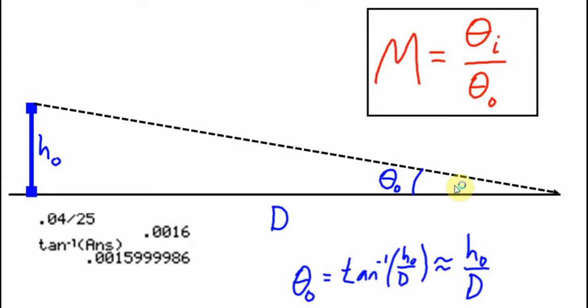We notice that if this angle is small, which it will be, we can approximate the arctangent of HO over D as simply HO over D if we're in radians. And that's what we'll go ahead and do again this time. So if you haven't seen the other proofs, you might want to do that. It'll help as this is the last and hardest of these proofs.